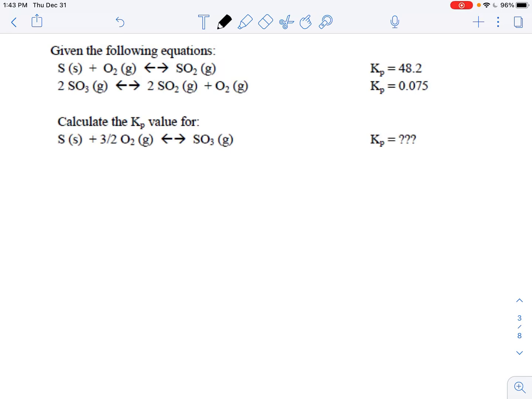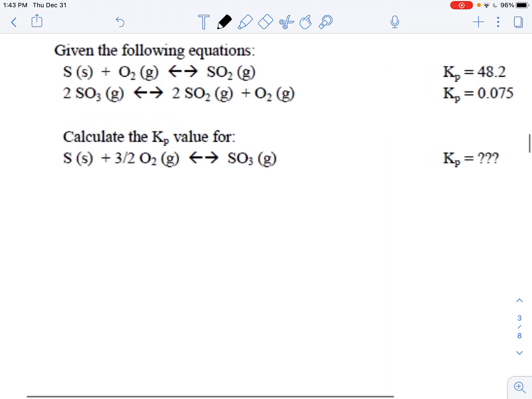So here we are at number 3. In number 3, it looks like we're going to have to combine two equations together after we manipulate them. Remember, it's just kind of like Hess's law. You have to look at your top equations and see what you have to do to them in order to add them together to get the bottom equation.